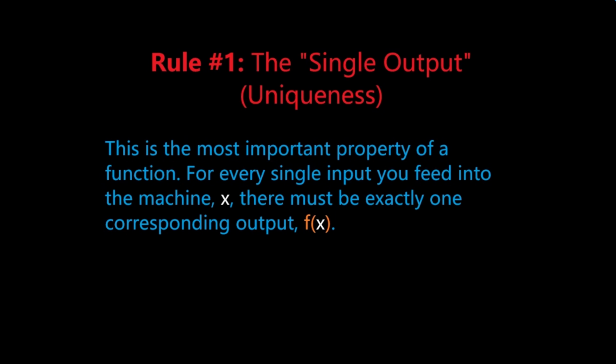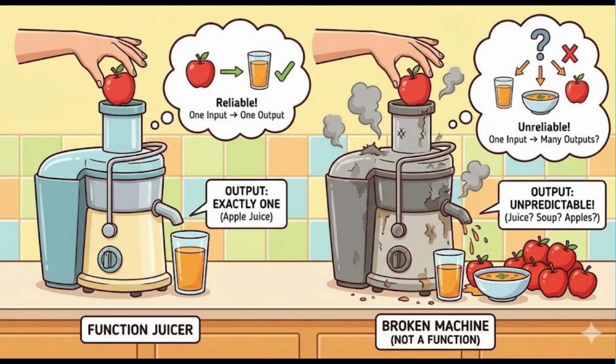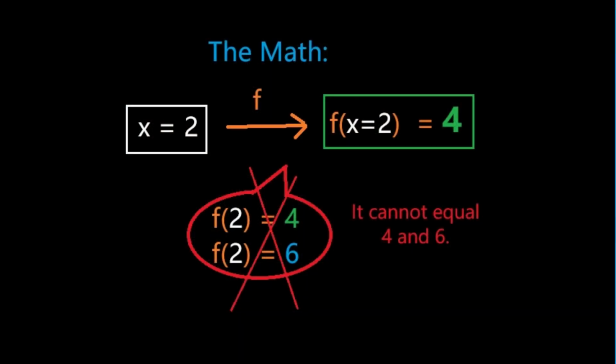Rule number 1, the single output rule, uniqueness. This is the most important property of a function. For every single input you feed into the machine, x, there must be exactly one corresponding output, f(x). The machine analogy: if you put an apple into a juice machine, you should get apple juice every single time. If the same apple sometimes produces juice and other times produces soup, the machine is broken. It is not a function. The math: if f(2) equals 4, then it cannot also equal 6. One input, one output. Always.